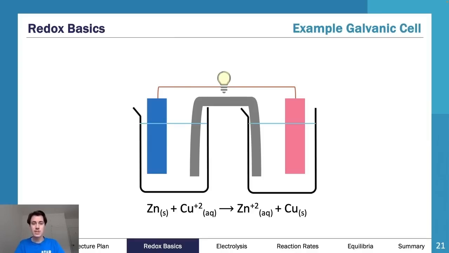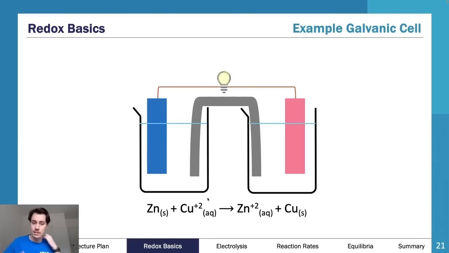There we go. Zinc solid sits on the right side of the equation, and it's at negative 0.76. Copper 2 plus is on the left side of the equation. It's at plus 0.34. So I know these are going to spontaneously react. And that is the reason why, in this case here, I've got zinc on the left. I've got zinc solid and copper 2 plus as my reactants.